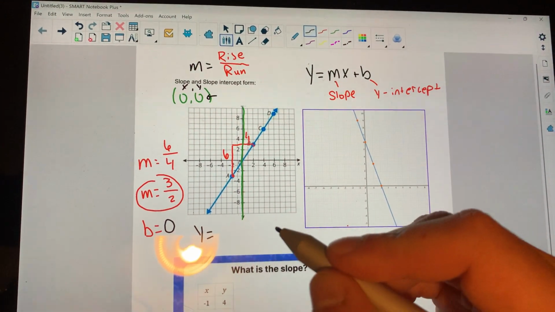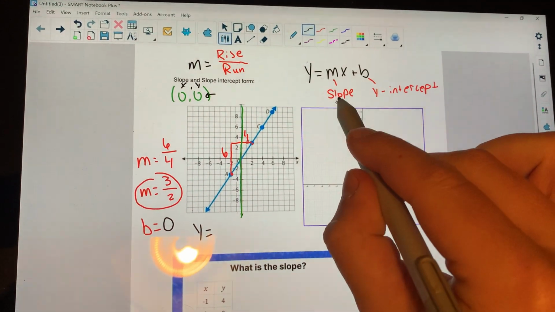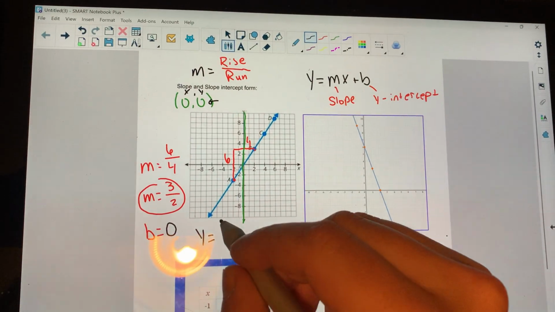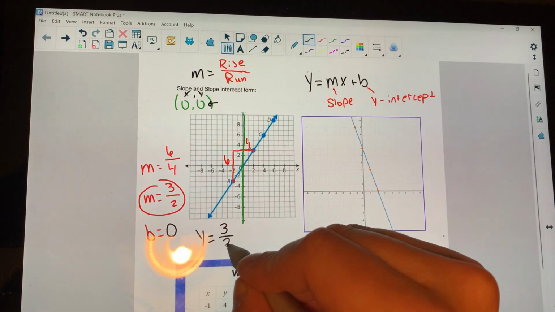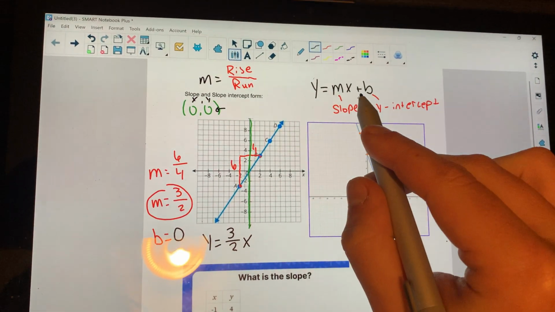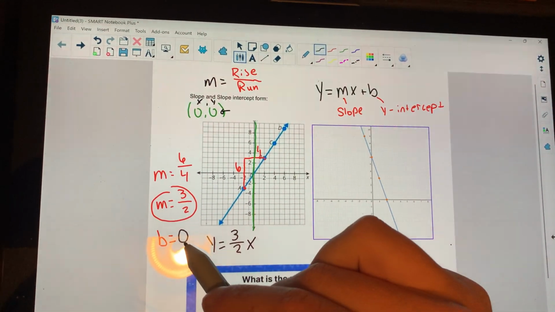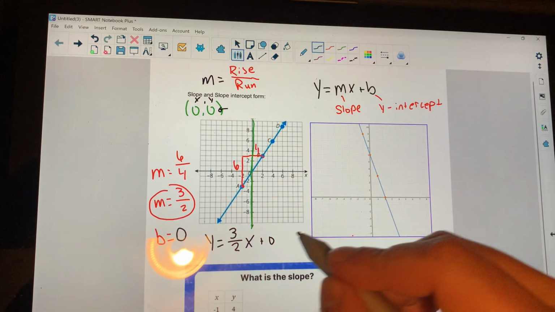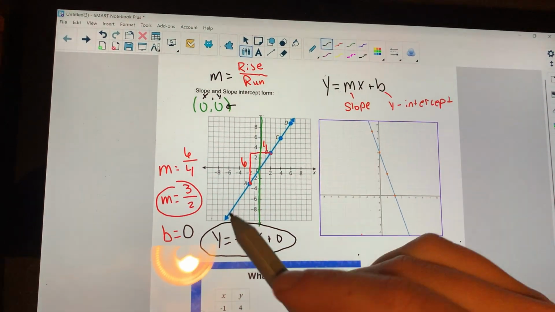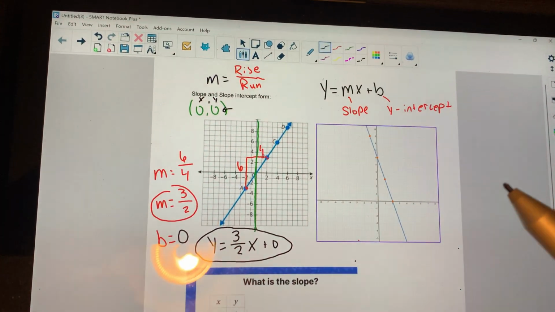y equals. Now, instead of putting m, I'm going to put the slope that I found, which is 3 over 2. So y equals 3 over 2. Again, x is staying the same, plus b. But I know b now. So instead of b, I'm going to put 0. So plus 0. That is my line's formula. That's the equation of this line.